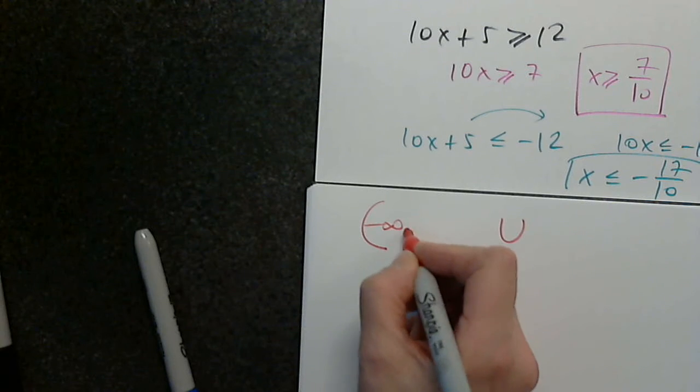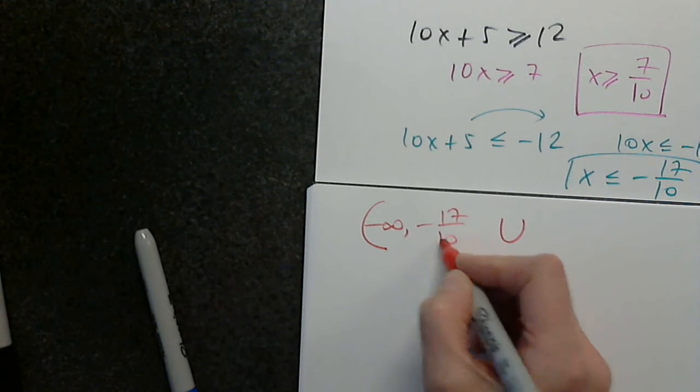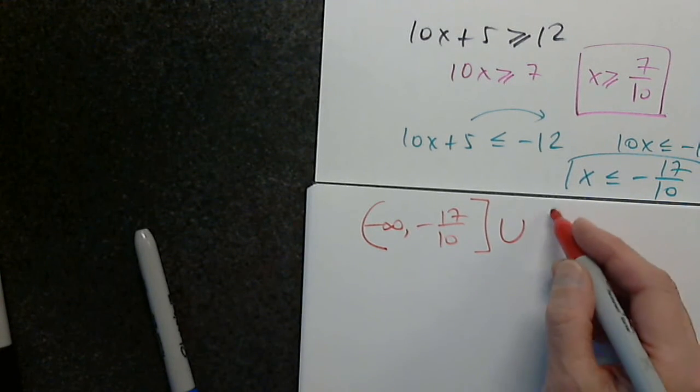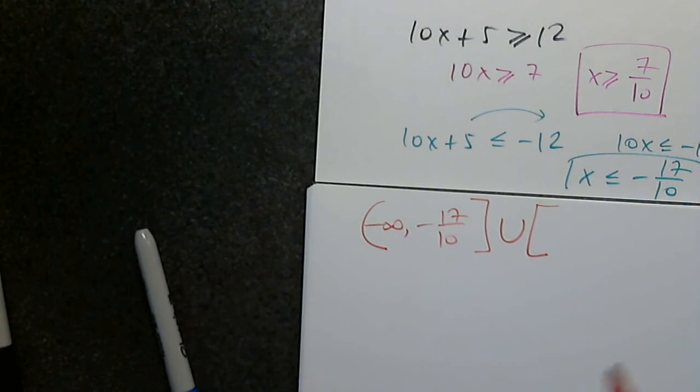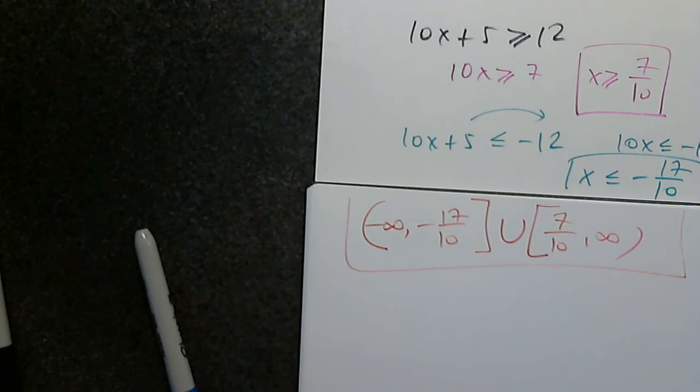So negative infinity, comma. Very good. With a bracket because of the equal symbol. Excellent. And now a bracket again. 7 over 10, comma infinity. This is the solution. Any questions, please?